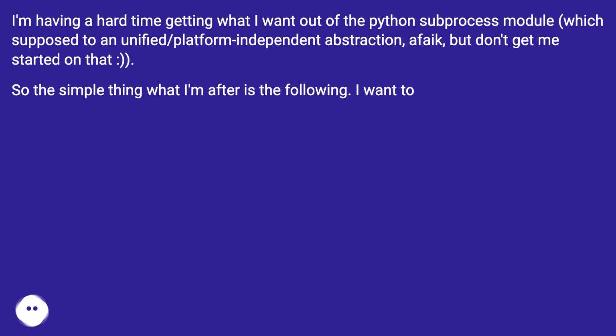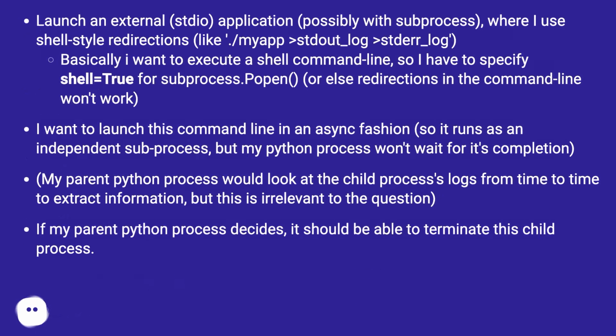I want to launch an external application, possibly with subprocess, where I use shell-style redirections, like stdout to myapp_stdout_log and stderr to myapp_stderr_log. Basically, I want to execute a shell command line, so I have to specify shell equals true for subprocess.Popen, or else redirections in the command line won't work. I want to launch this command line in an async fashion, so it runs as an independent subprocess, but my Python process won't wait for its completion.